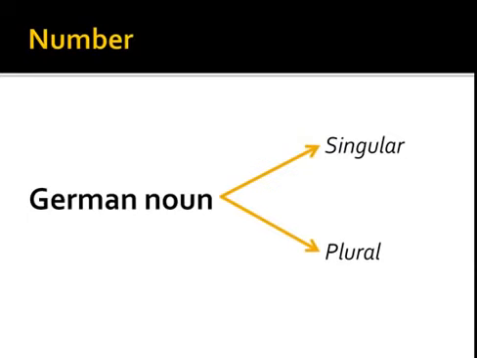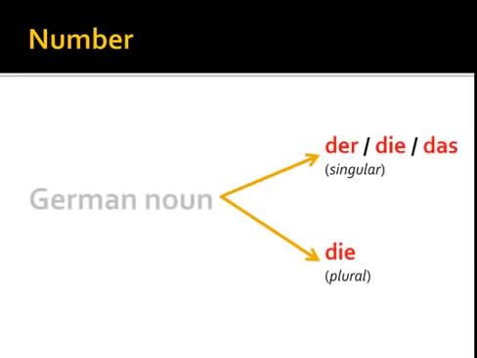So, let's look a little bit closer at this. A German noun, if it is singular, will either be masculine, feminine, or neuter. It can be preceded by the definite article der, die, or das. If a German noun is plural, it will only indicate the number. It will not indicate the gender. Therefore, it will only be preceded by the definite article die.